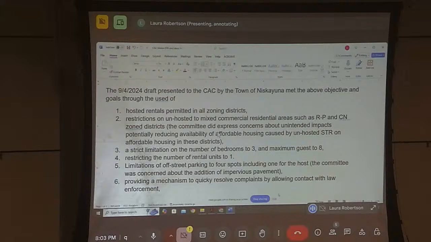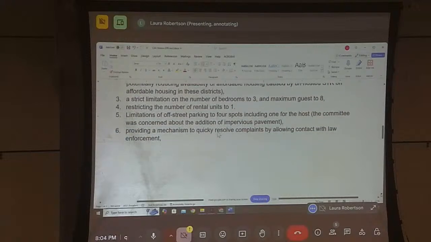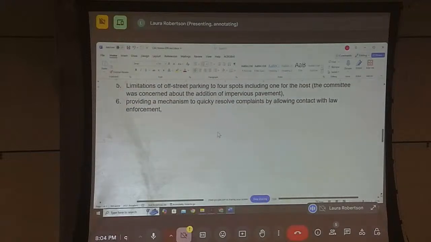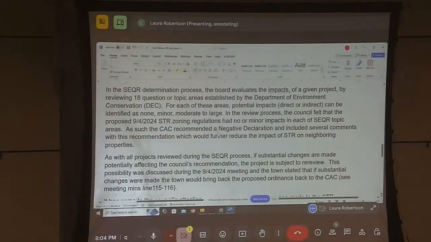The third item is a strict limitation on the number of bedrooms to 3 and maximum guests to 8. Restricting the number of rental units to 1 per property. Limitations of off-street parking to 4 spots, including one for the host. The committee was concerned about the addition of impervious pavement, providing a mechanism to quickly resolve complaints by allowing contact with law enforcement.